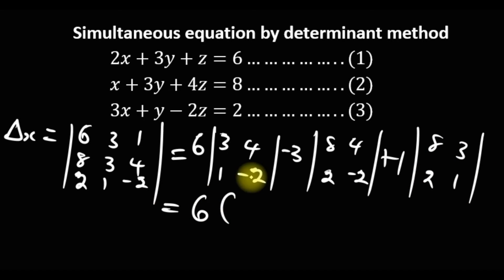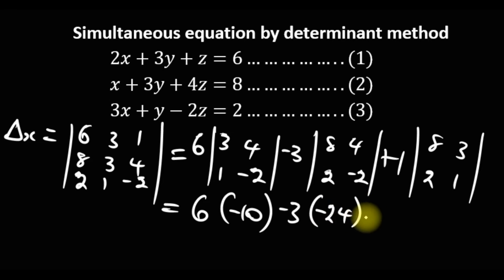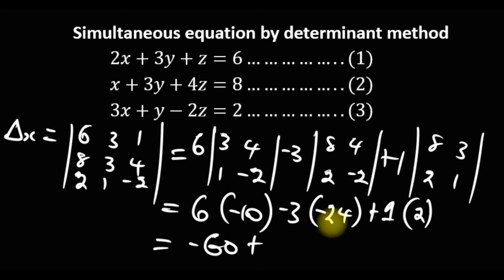So we have 6 times minus 6 minus 4, which is minus 10. Minus 3 times minus 16 minus 8, which is minus 24. Plus 1 times 8 minus 6, which is 2. So this is minus 60 plus 72 plus 2. So 74 minus 60 is 14. So we've gotten the second determinant. Let's get the third one.